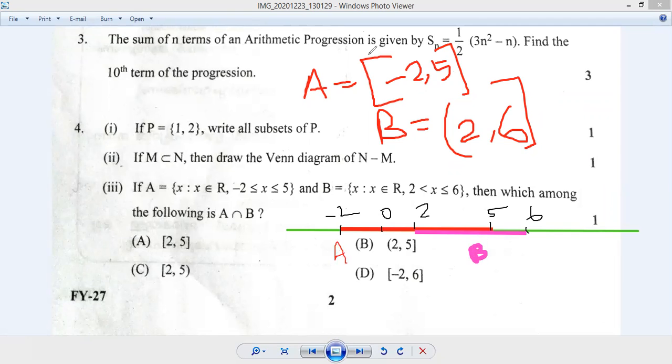Now there's some detail to be added. Here -2 is also present inside A, so I'll shade this region, and 5 is also present. Similarly, in case of B, 6 is also present, but here 2 is not included, so I'll draw an open circle here. Now in order to find the intersection, let's see the region which is common to both intervals. So I'll make a cut here on this line, and here I'll cut it here.